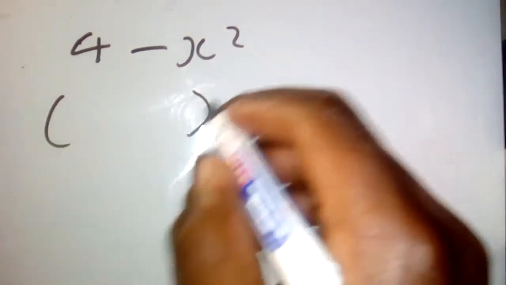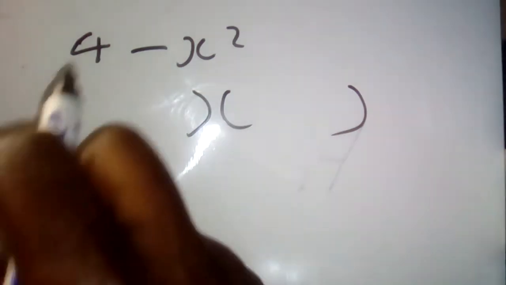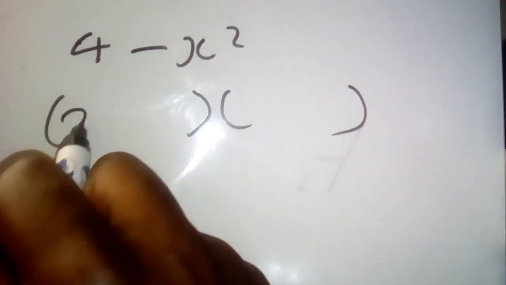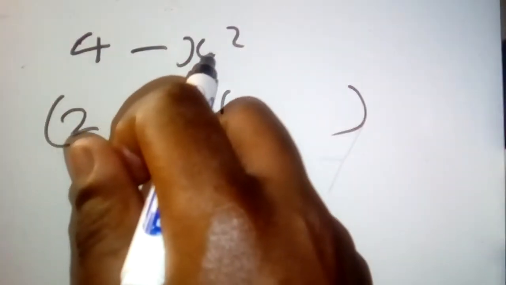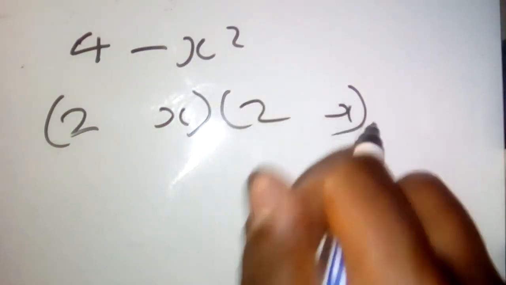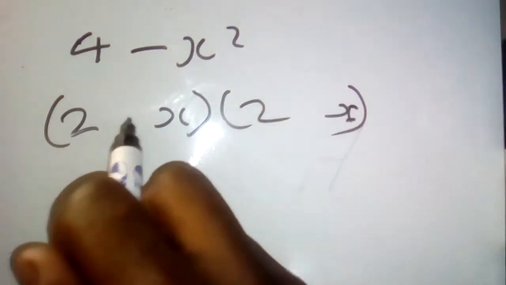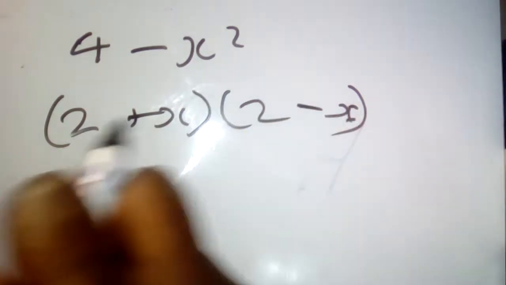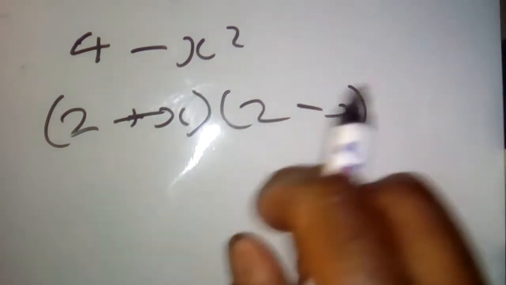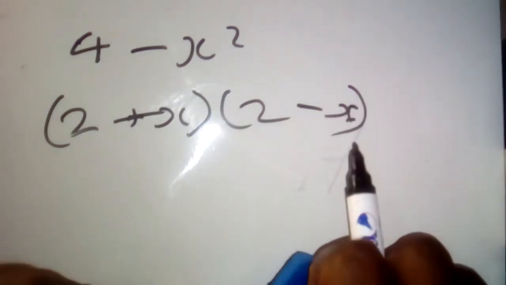We just open two brackets and we find the square root of the first term, which is 2, right? Square root of 4 is 2. Then the square root of the second term, square root of x squared is just x. Then on one bracket we put a plus, on the other one we put a minus. The order doesn't matter as long as you've got a plus on one and a minus on the other, and you're done factorizing. That's the difference of two squares.